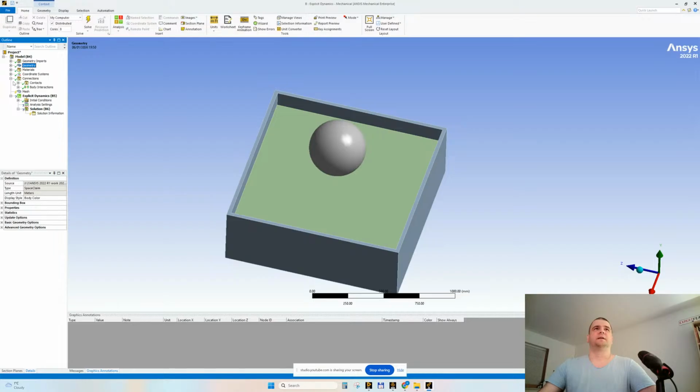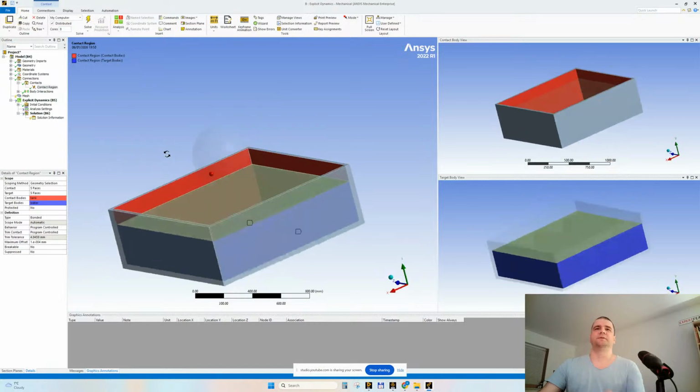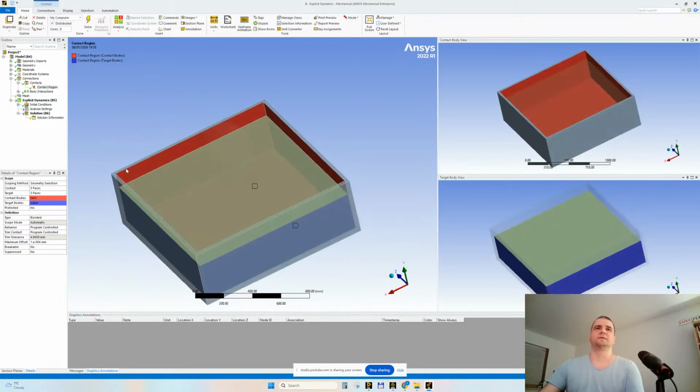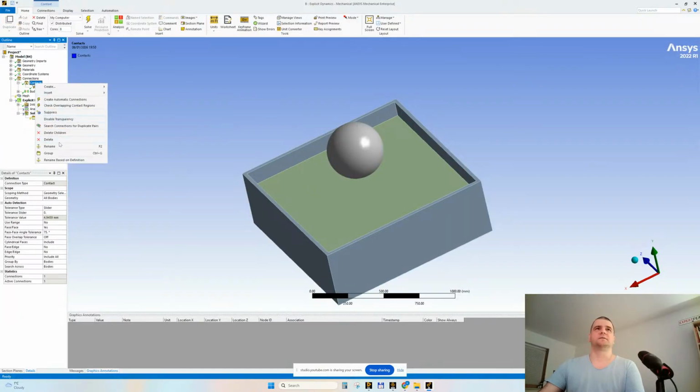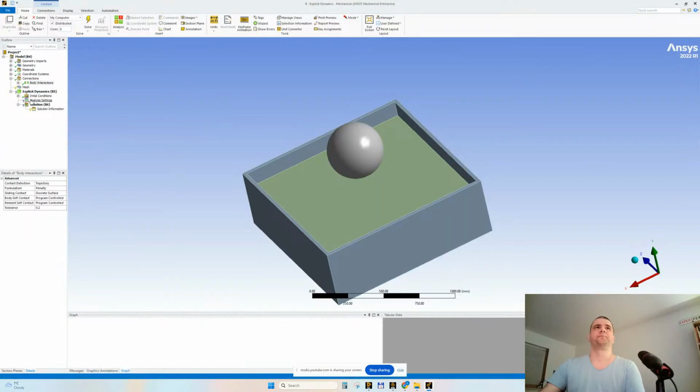So, regarding the connections, we have some contacts. Sincerely, I'm not interested in these contacts, all right? There is a contact between the water and the tank. Do not leave these contacts as beginners do. Only leave the default frictionless interaction body.